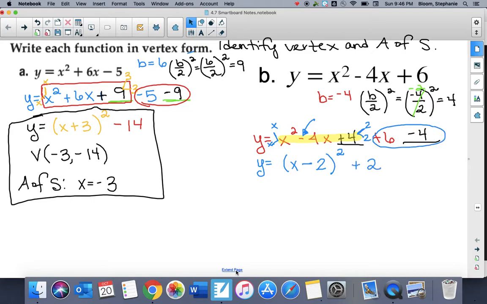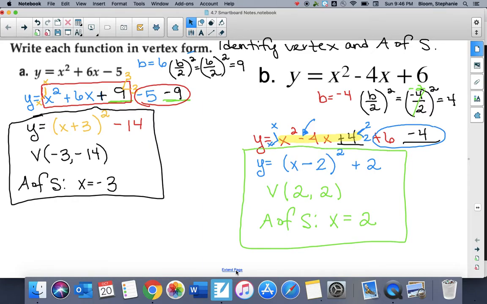So then when I write my vertex, my x coordinate is just 2 because the formula in vertex form always has a minus sign. So I know my x coordinate is just 2. And then my y coordinate is positive 2. And my axis of symmetry, remember, is just x equals whatever the x value is of your vertex, which would be 2. And so that is how we take something in standard form and put it in vertex form.